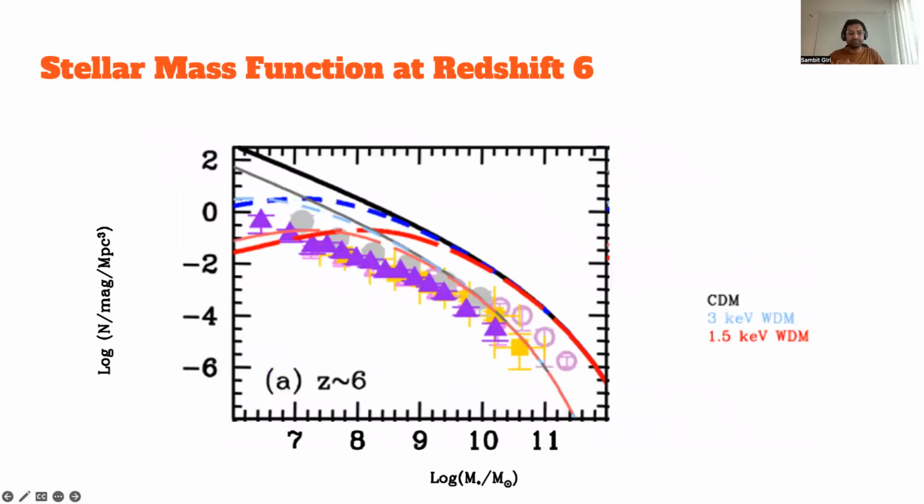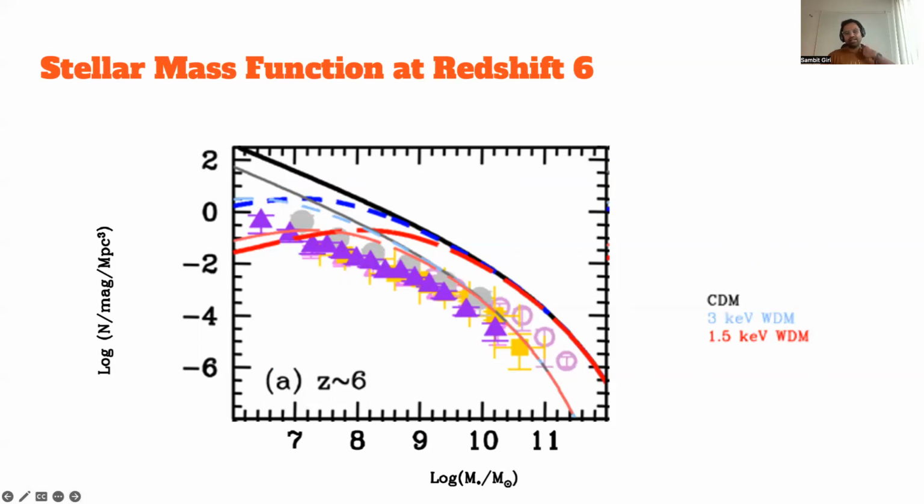Here, redshift 6. This plot shows the number density of stars as a function of their masses. All these scatter points represent the JWST data, and the lines represent our models. The different colors of lines show different dark matter scenarios. They are listed right here.